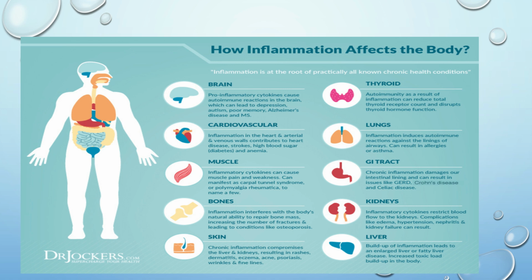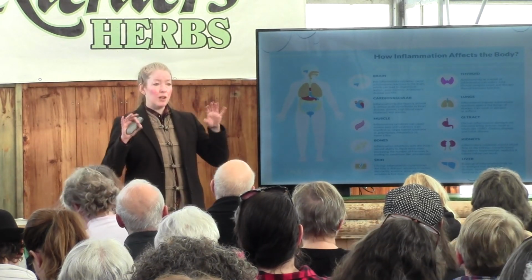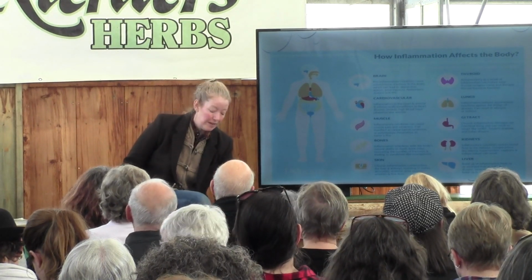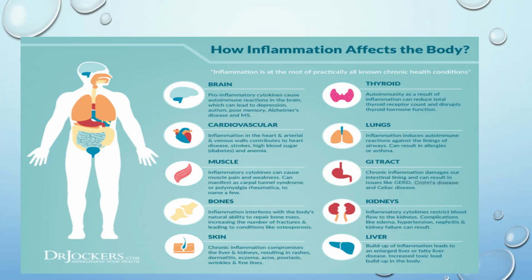In the kidneys, too much inflammation can lead to high blood pressure and edema or fluid. Usually when the kidneys aren't functioning as well as they can, we see a fluid build up around the ankles or around the shins. And the liver, inflammation can make the liver grow bigger because it has more to do, and it can also lead to fatty liver disease because of the increased toxic load and buildup in the body, which creates more inflammation.